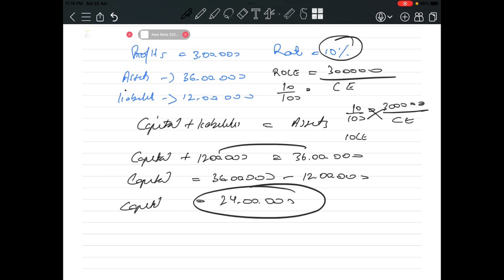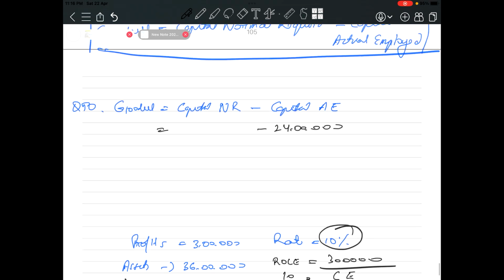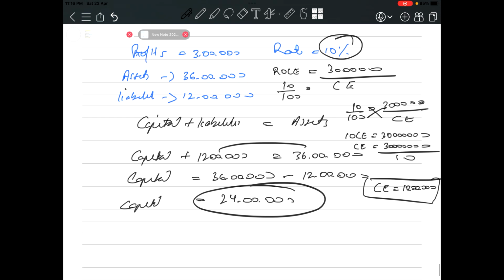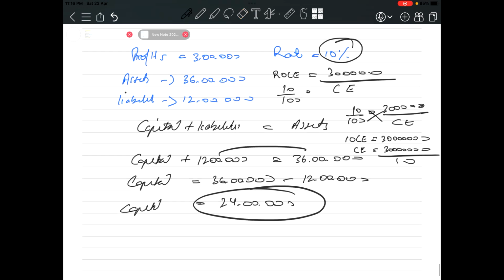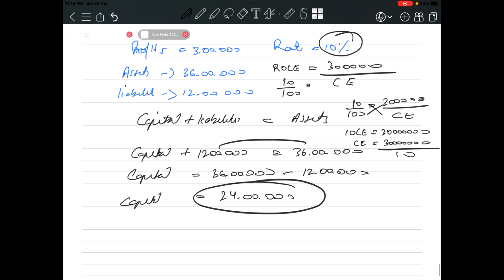So 10% of capital employed is equal to how much? 3 lakhs. So capital employed will be 3 lakhs divided by 10%. Wait, I have written 10 lakhs here, and this is not correct. This should be 30 lakhs. So capital normally employed is 30 lakhs.